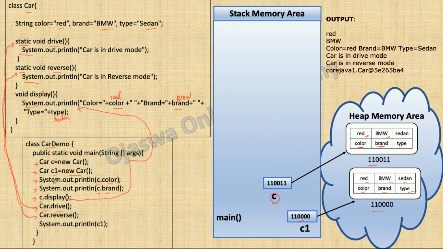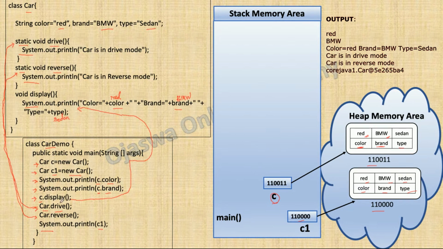We have tried to invoke the instance variables. We have invoked display method. We have invoked drive and reverse methods. Now if you look at the last statement, what am I doing? System.out.println, and I am trying to print object C1. If I wanted to print the data related to the object, I have written a display method and I am calling the display method using an object and printing the data.